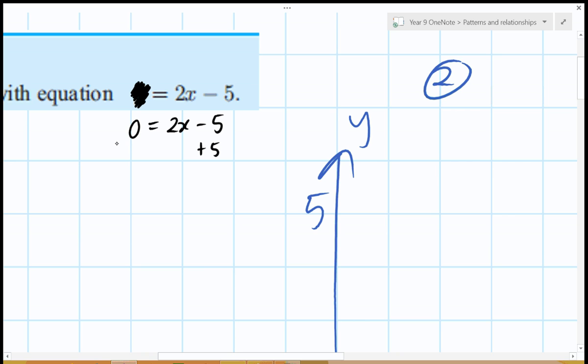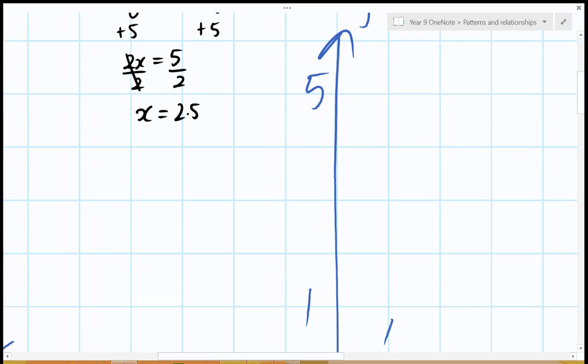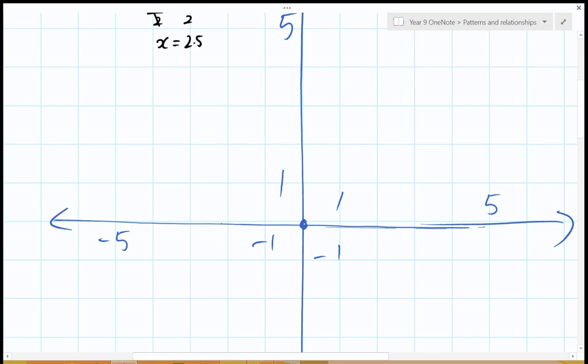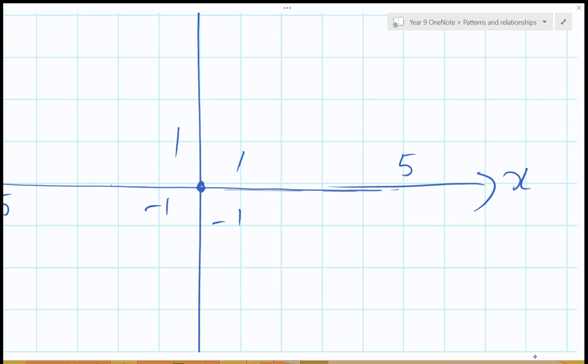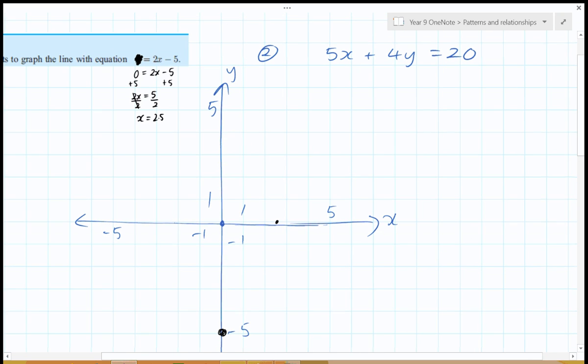So plus 5 on both sides. 2x equals 5. So what's x? x equals 2.5. What that means is because we've made y equal to 0, it's going to cross the x-axis at x equals 2.5. So that's going to be halfway between 2 and 3. So there is where it's going to cross the x-axis.